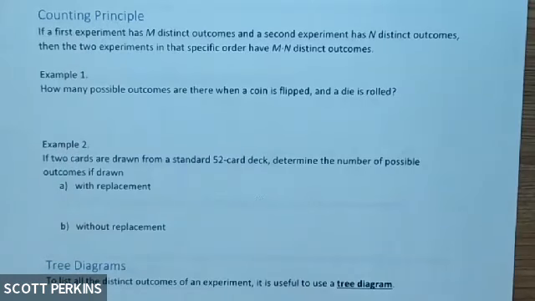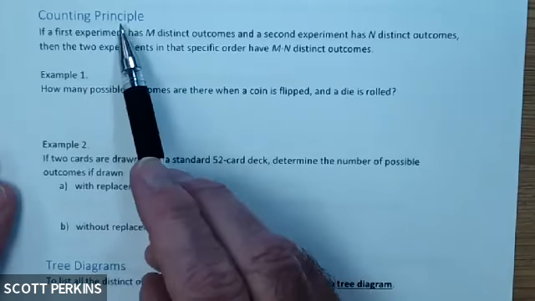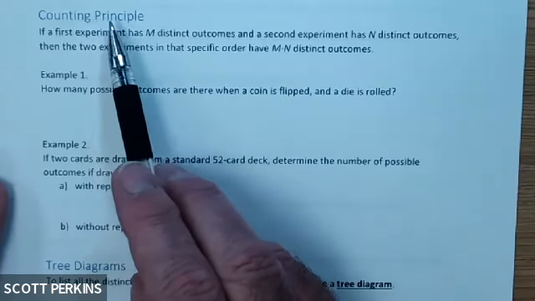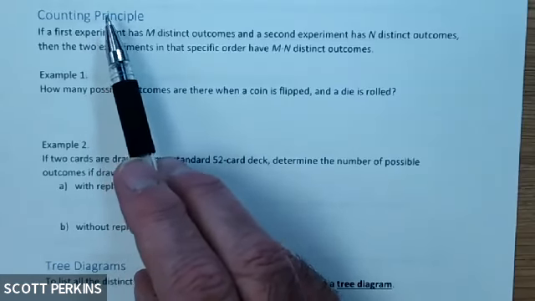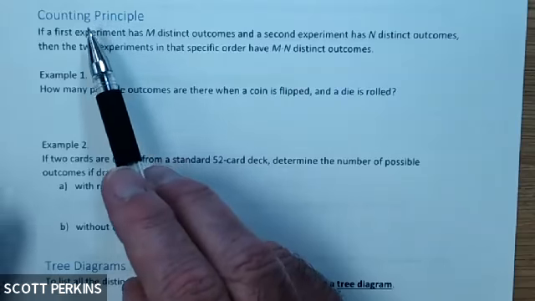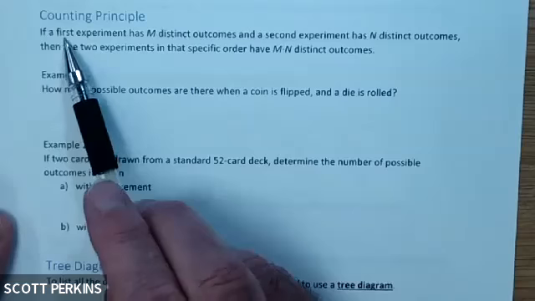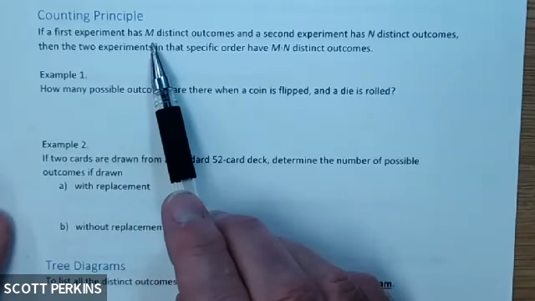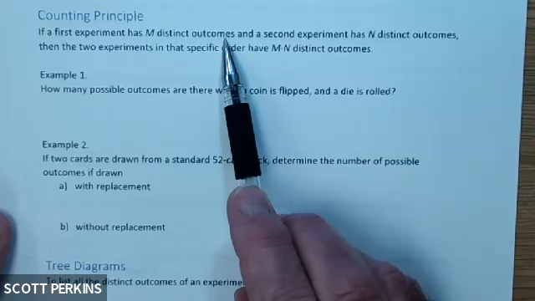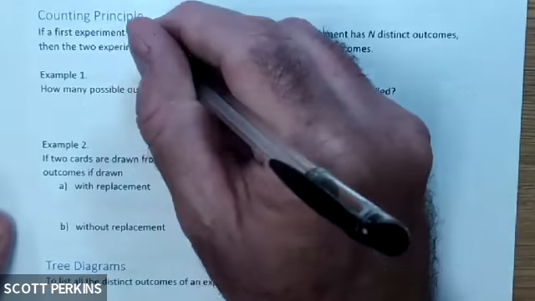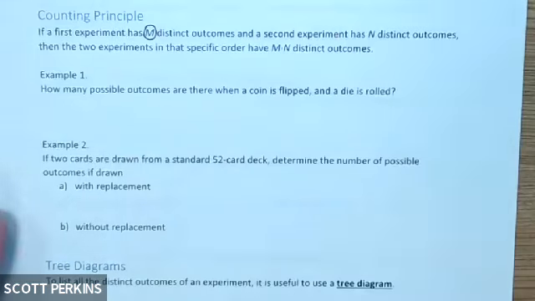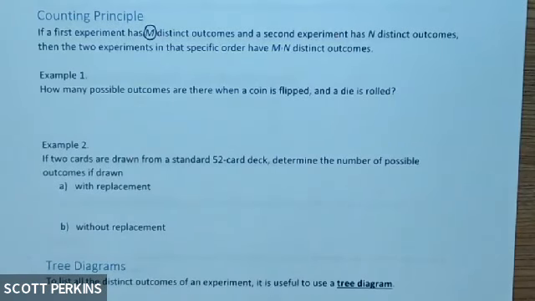I didn't leave a blank here because there wasn't really a good place for me to leave a blank. But here's what the counting principle says, and we're going to use the counting principle now pretty much for the rest of the chapter. What the counting principle says is if a first experiment has m distinct outcomes. So this letter m, all that is, it's a number. So when I roll a die, that's going to be 6. When I pull a card out of a deck of cards, that's going to be 52.